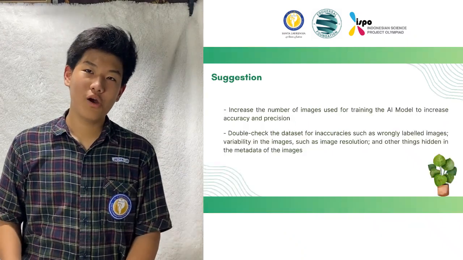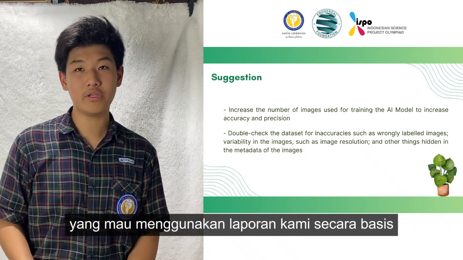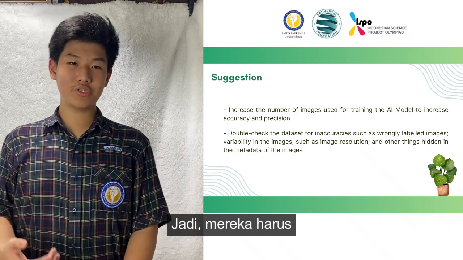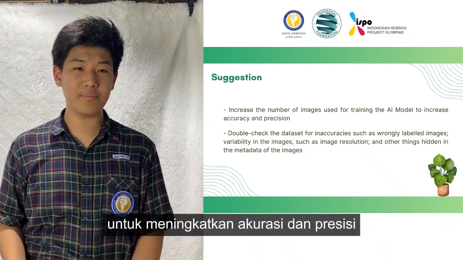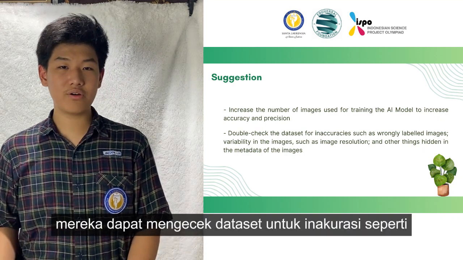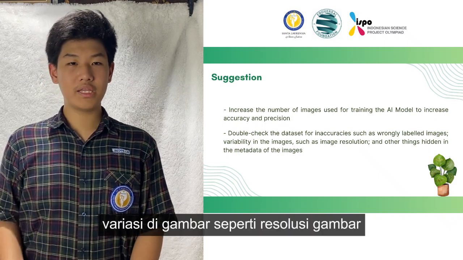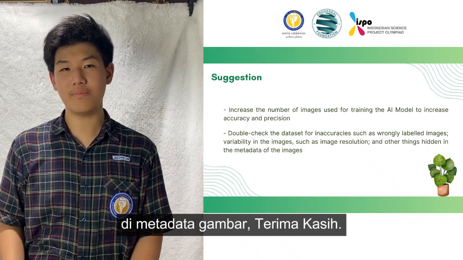After it all, we have a couple of suggestions for future researchers who will want to use our report as a base. So firstly, they should increase the number of images used for training the AI model to increase the accuracy and precision. Next, they could double check the dataset for inaccuracies such as wrongly labeled images, and variability in the images, such as image resolution and other things hidden in the metadata of the images.